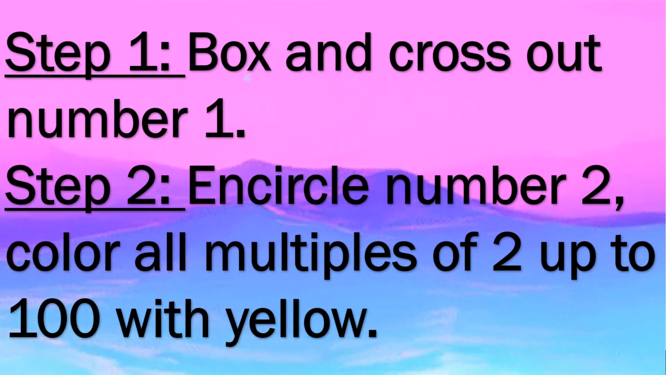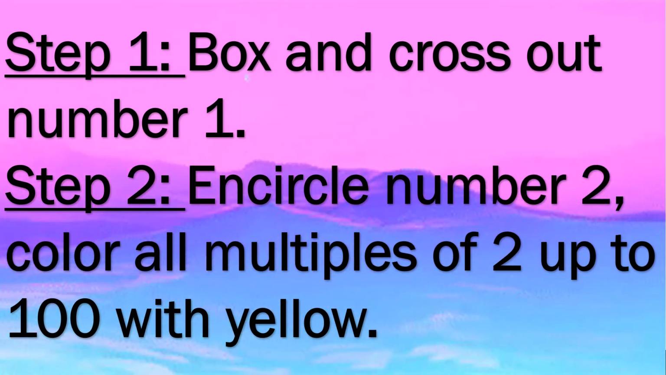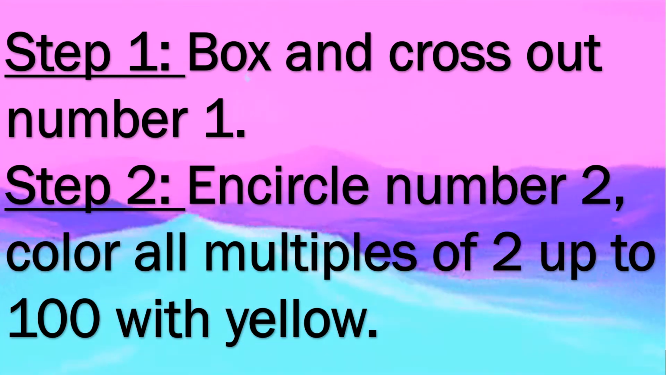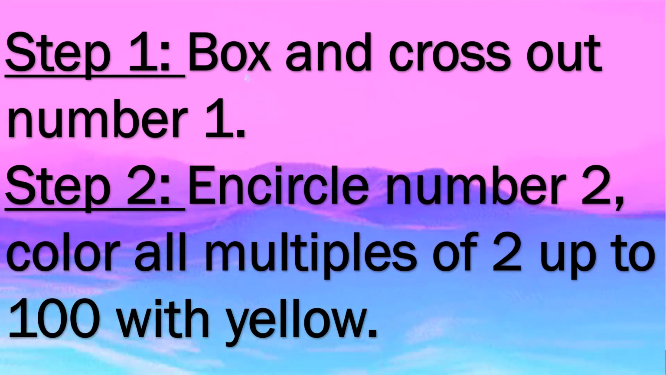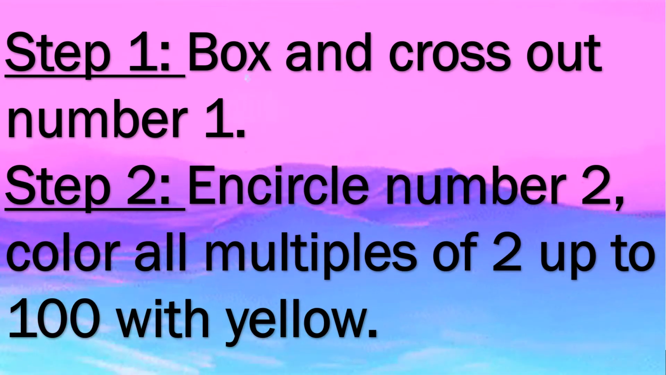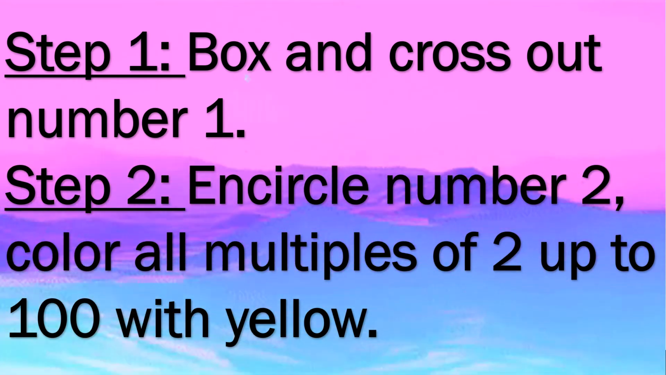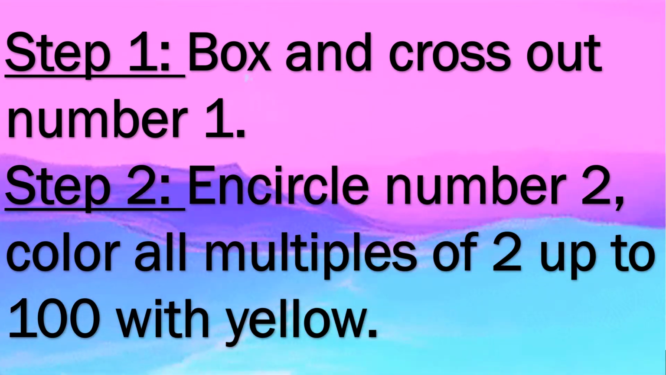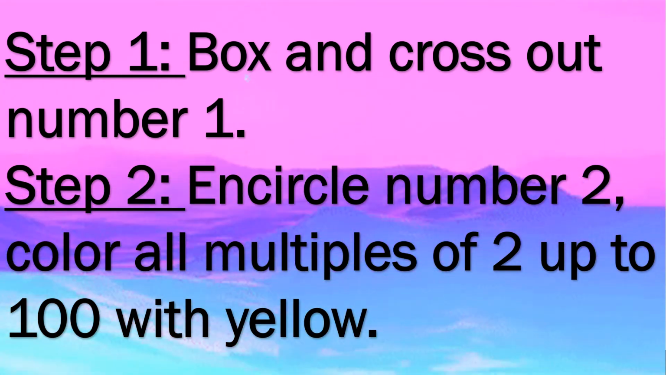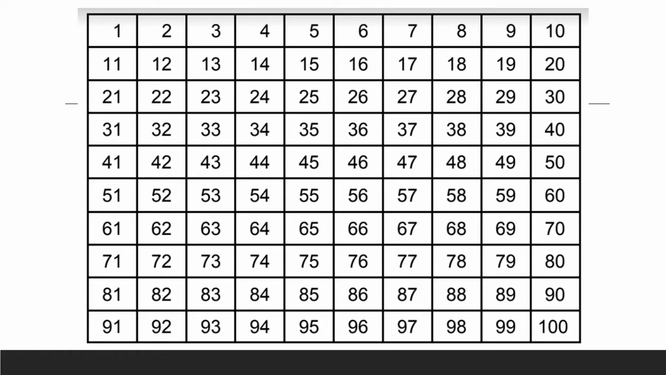Let us begin with step number 1. All you need to do is to have 1 up to 100 counting numbers. Step number 1 is to box and cross out number 1. And step number 2, encircle the number 2, color all multiples of 2 up to 100 with yellow. Okay, we have here 1 up to 100 counting numbers.